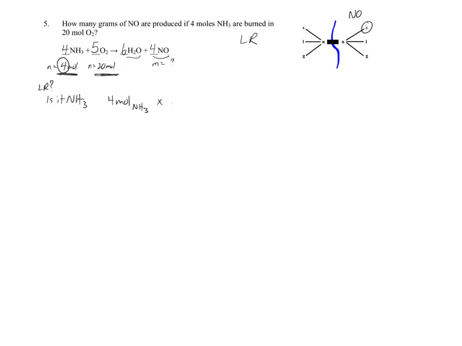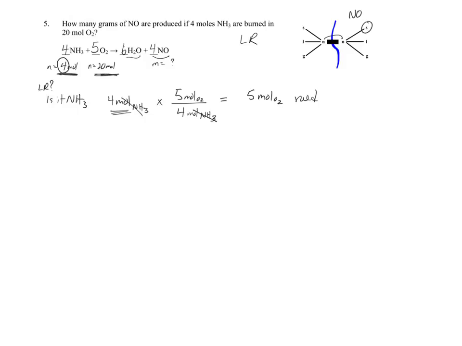And I can use dimensional analysis. I'm just sort of doing the across the river step. I can use dimensional analysis to figure out how much oxygen I need. So what I want is 5 moles of oxygen, and I have 4 moles of ammonia. So the moles of ammonia cancel. 4 times 5 divided by 4 gives me 5 moles of oxygen. So that's how much I need in order to react with 4 moles of ammonia.